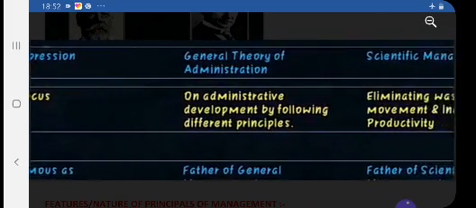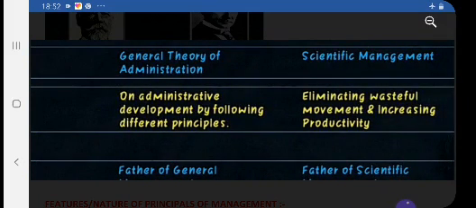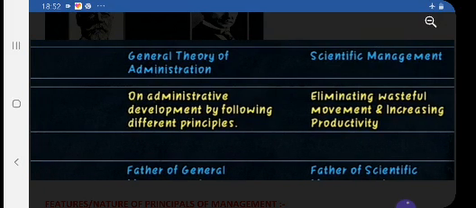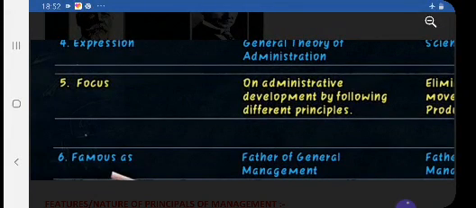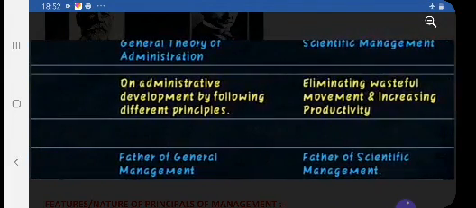Focus: Henry Fayol focused on administrative developments by following different principles, meaning how to develop the managerial efficiency of the manager. And F.W. Taylor focused on eliminating wasteful movement and increasing productivity. As we have already discussed, his main focus was on the workers. Famous as: Henry Fayol is also known as the father of general management, whereas F.W. Taylor is known as the father of scientific management.